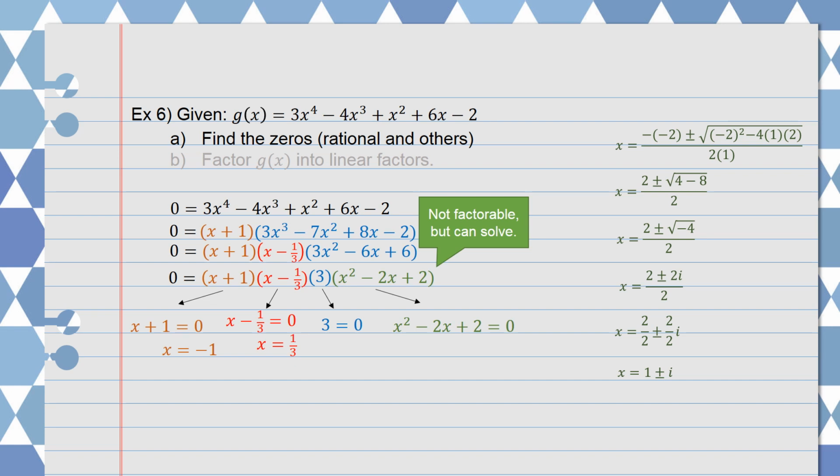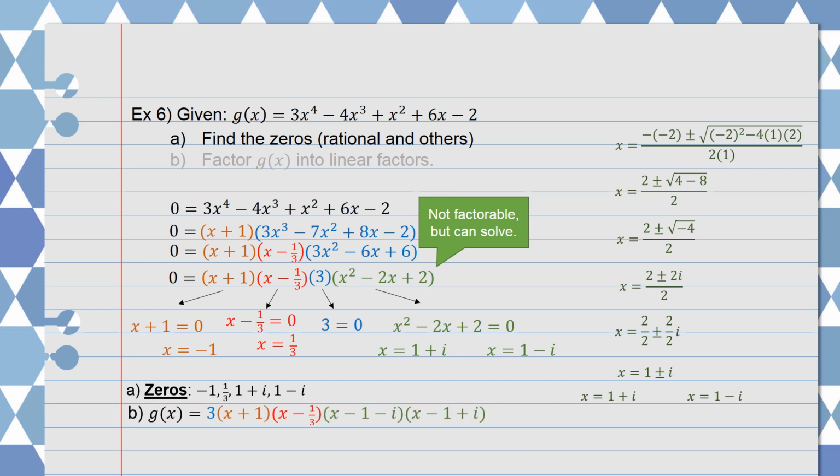Now we must separate these, which gives us x equals 1 plus i, and its conjugate, which is x equals 1 minus i. Now, this means we have officially found our last two remaining zeros. So we can finally answer part A. Our zeros are -1, 1/3, 1 plus i, and 1 minus i. Now part B was to factor it into linear factors, which means g of x equals 3, our multiplier, times x plus 1 times x minus 1/3 times x minus 1 minus i times x minus 1 plus i.